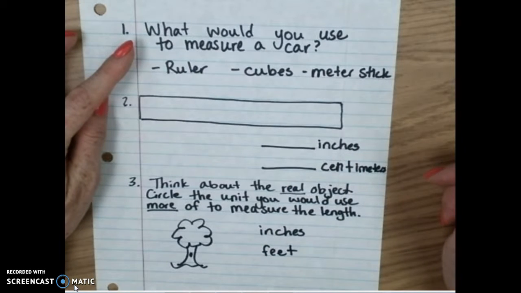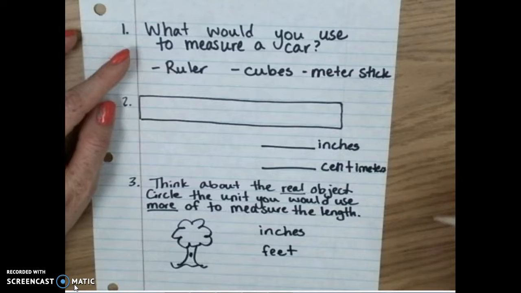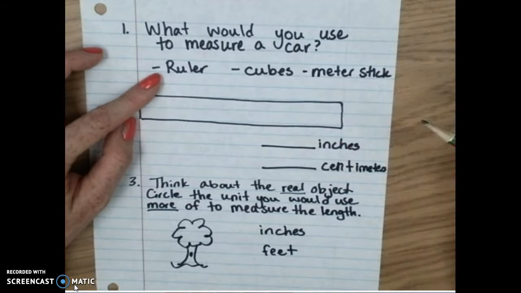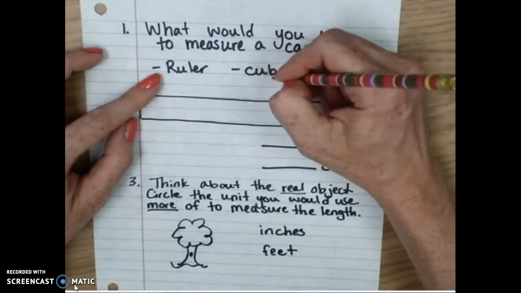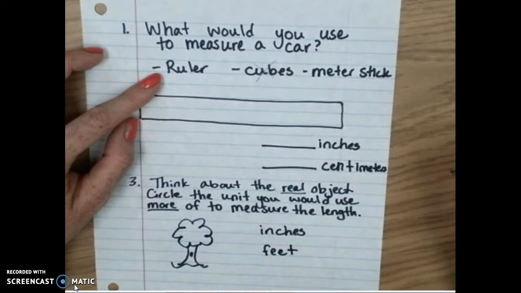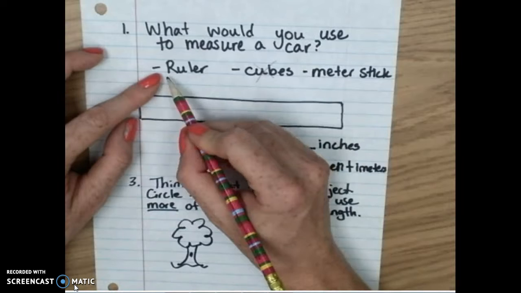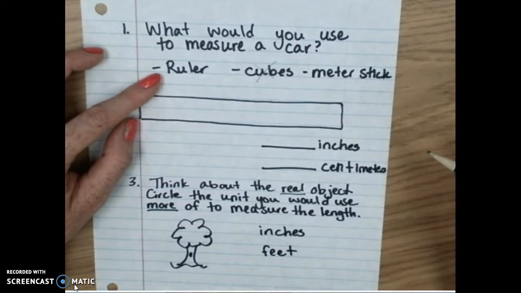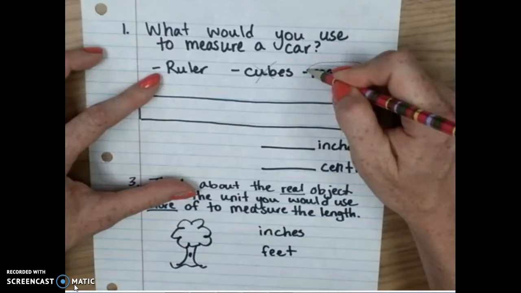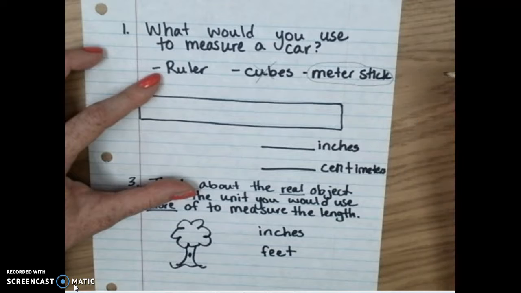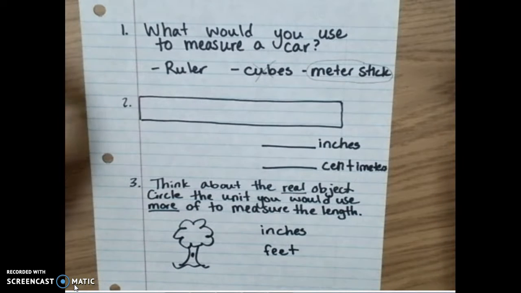In this one it says, what would you use to measure a car, a ruler, cubes, or a meter stick? Well, we can automatically say it would not be cubes because cubes are tiny and a car is large. We could use a ruler, but again, a car is a lot bigger and we would have to use a lot of rulers. So in this case, a meter stick would be the best answer. We would have to use fewer of those to measure, which would make it a better choice of tool to use.